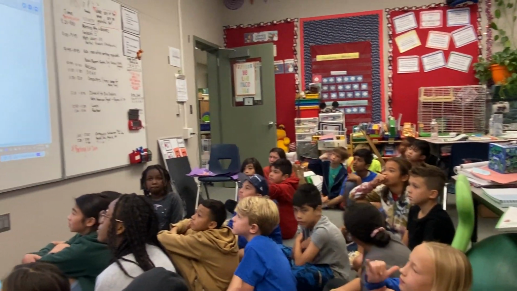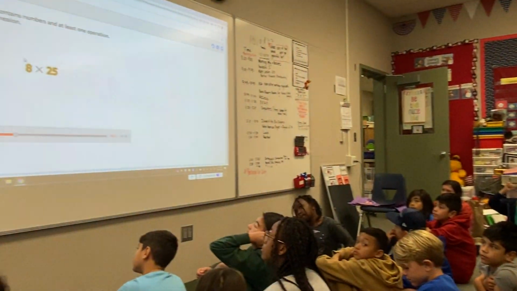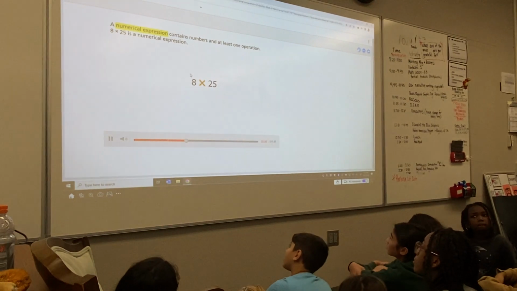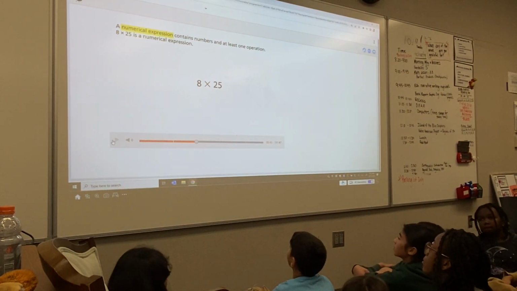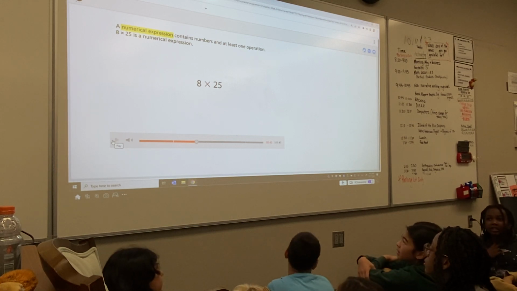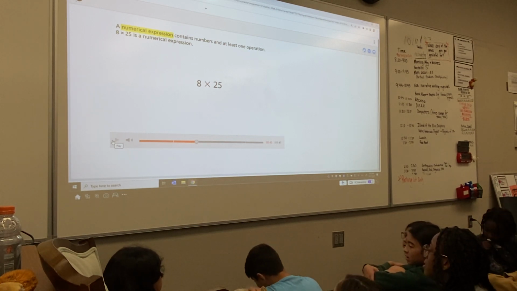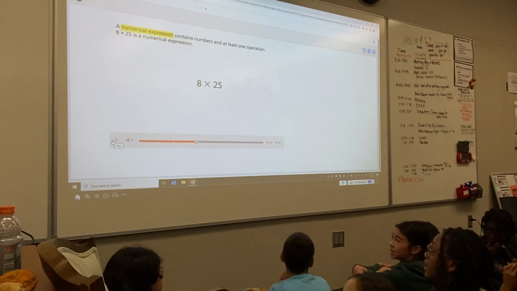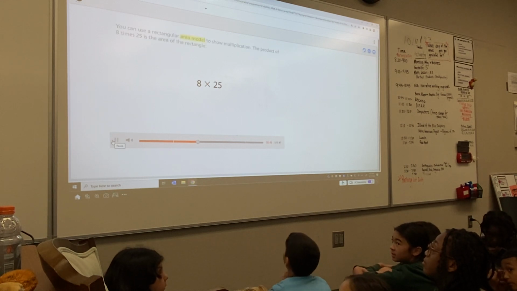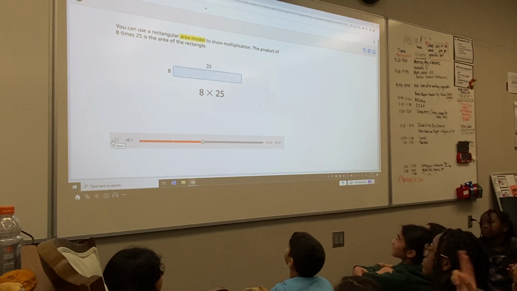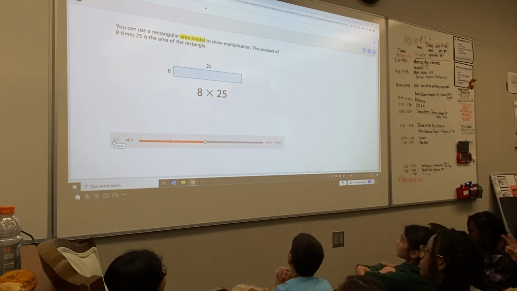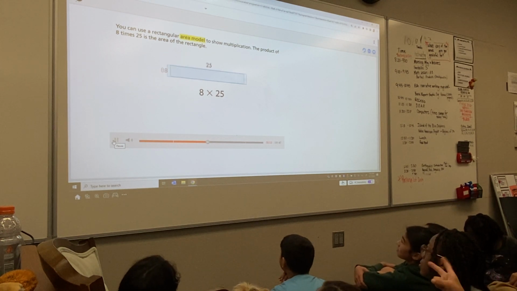A numerical expression contains numbers and at least one operation. 8 times 25 is a numerical expression. Repeat, what is it? Numerical expression. You can use a rectangular area model to show multiplication. The product of 8 times 25 is the area of the rectangle.